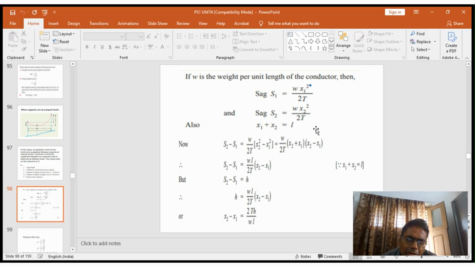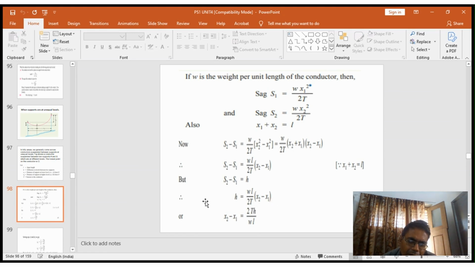x1 plus x2 is equal to L. S2 minus S1 is equal to W by 2T into (x2 square minus x1 square), which is W by 2T into (x2 plus x1) into (x2 minus x1). Since x2 plus x1 is equal to L, substituting gives S2 minus S1 equal to WL divided by 2T into (x2 minus x1). Then S2 minus S1 is the level difference, so h is equal to W into L into (x2 minus x1) divided by 2T.